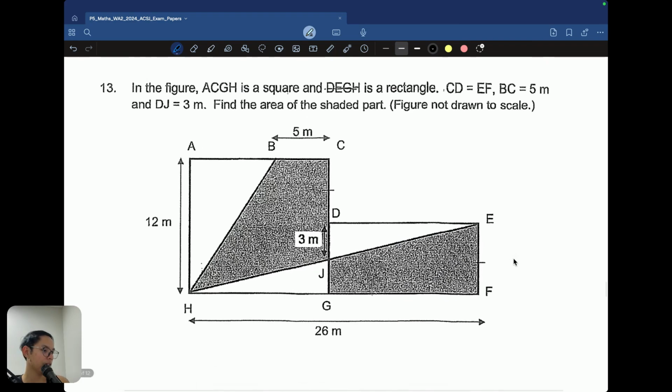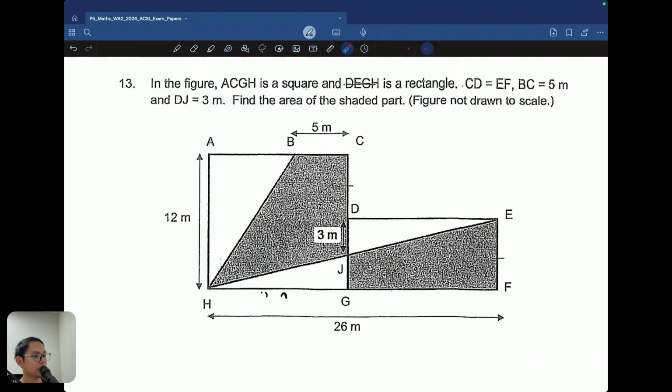Question 13. Wow, looks so complicated. Don't worry, that means it's very good. Okay, so let's go to this question. Last question, question 13. In the figure, ACGF is a square. So this is a square, okay?